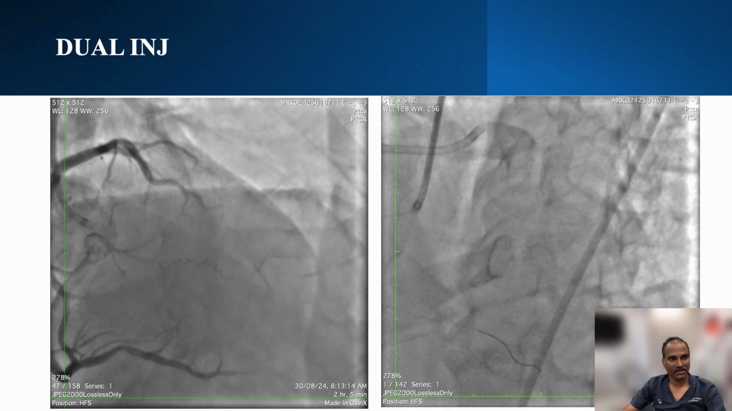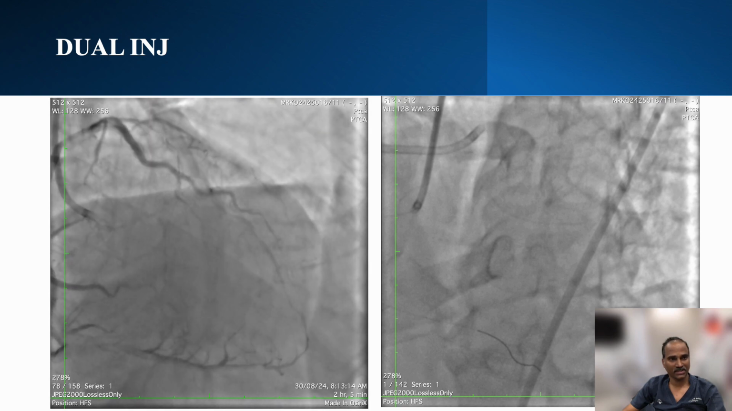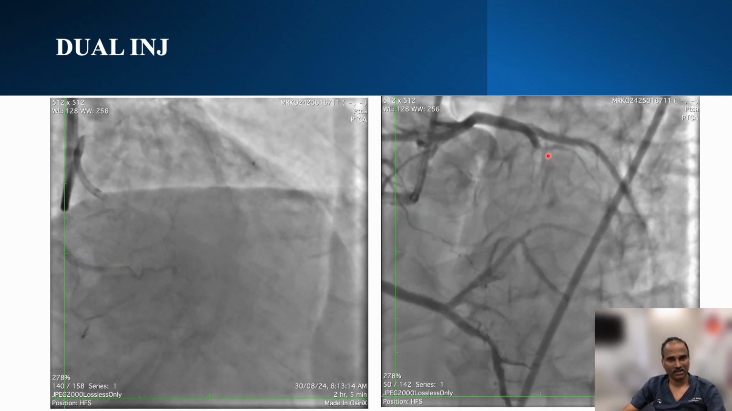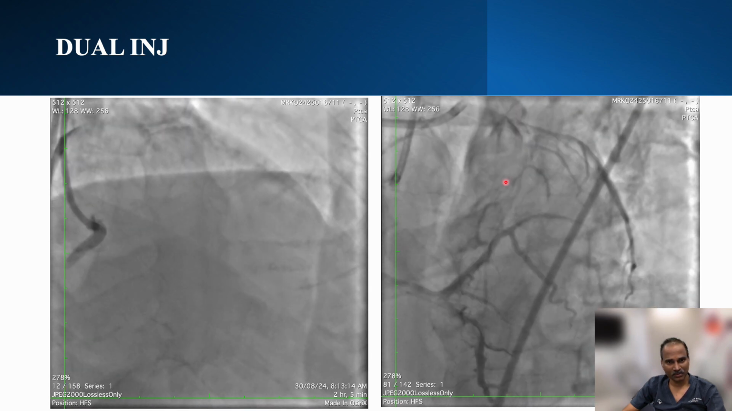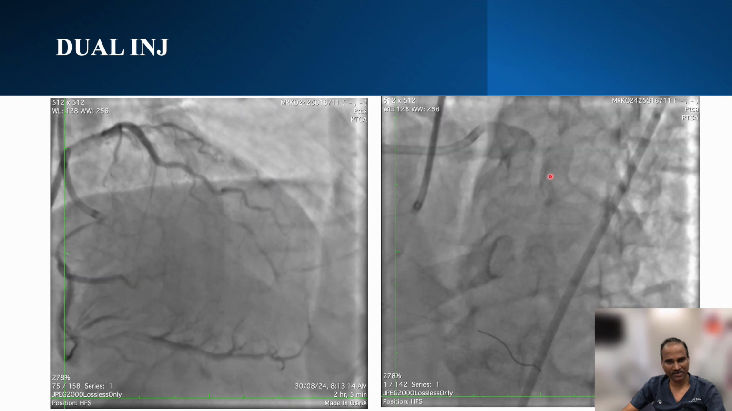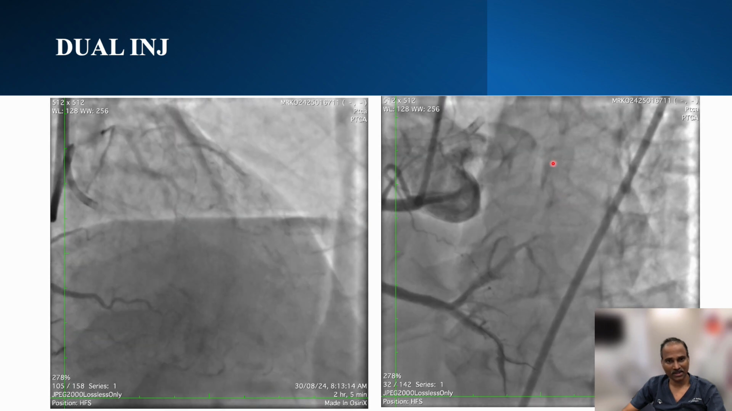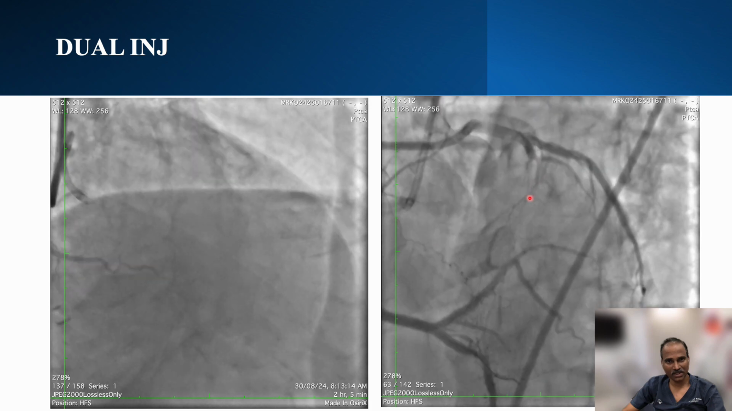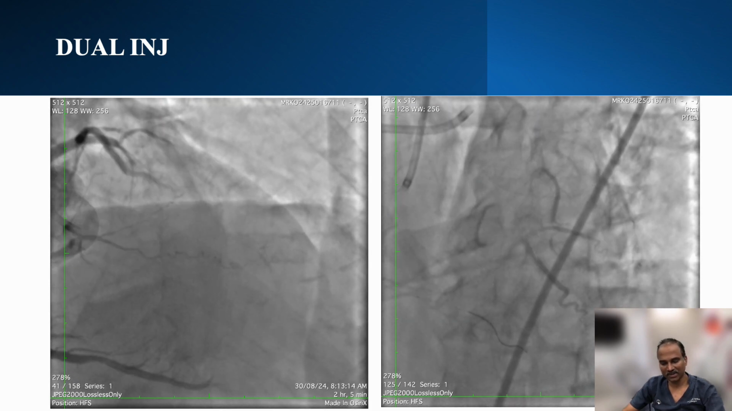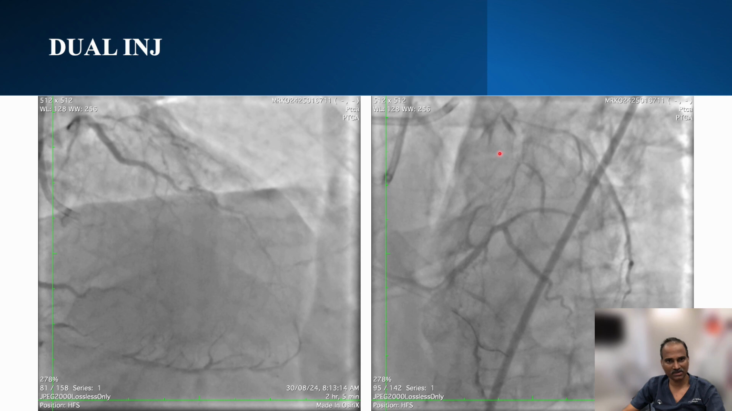So we went ahead with dual injection, and you can see clearly this is the branch through which I wanted to do IVUS, and this is the distal bifurcation. What's happening here is the branch is overlapping and appearing like a connection between the proximal and distal vessel, which is not true. This is the CTO segment.